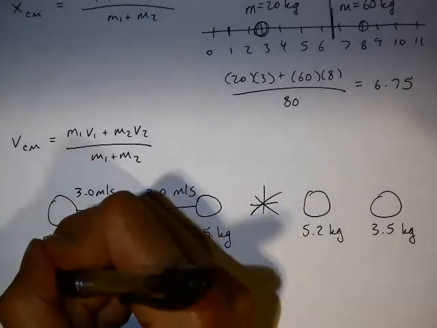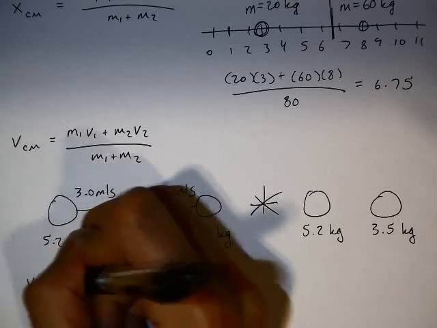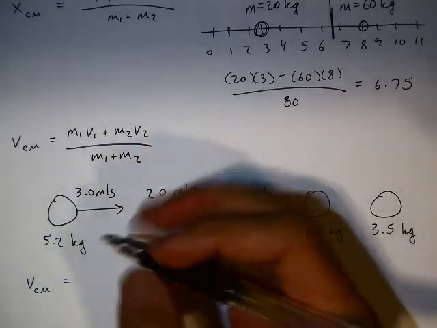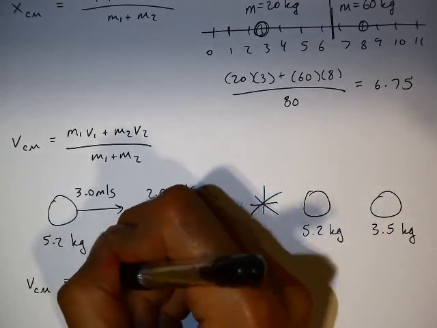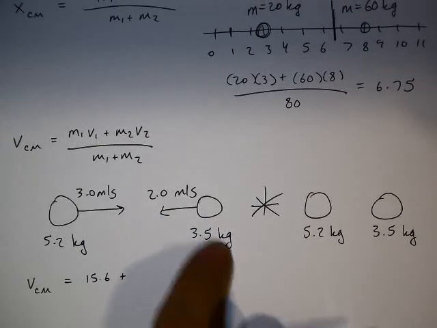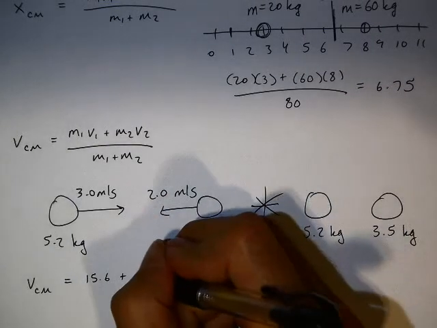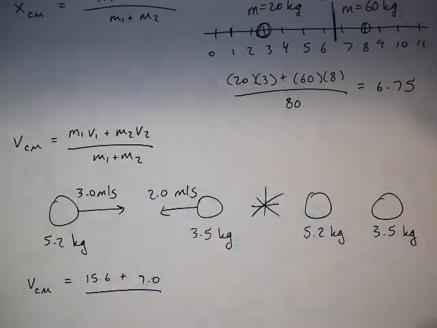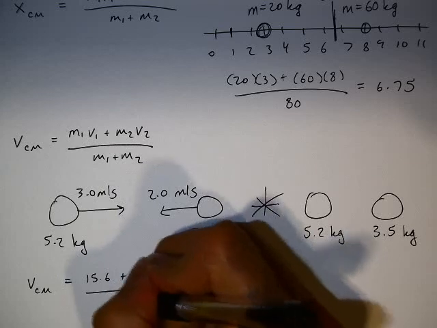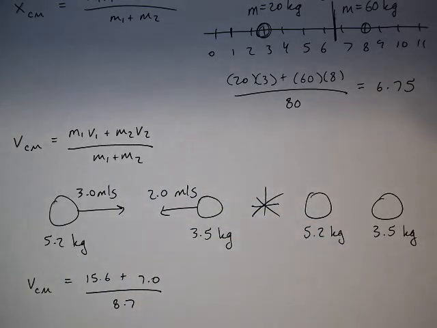Well, let's calculate the velocity of the center of mass. It's m1v1, that's 15.6, plus m2v2, that's 7, over the total mass, which is 8.7. I'm leaving off units, forgive me.